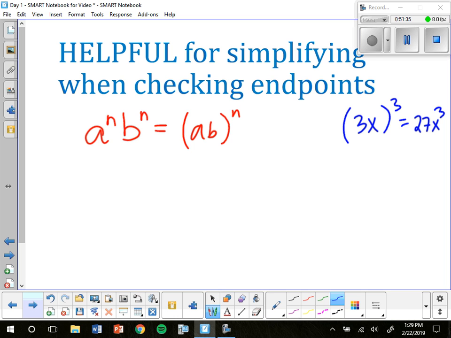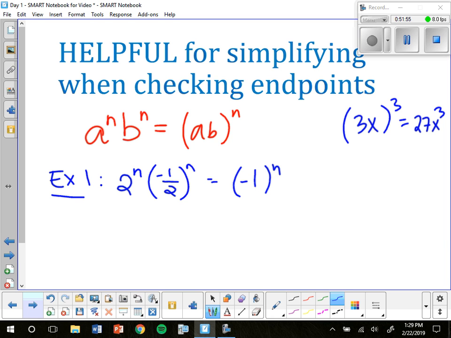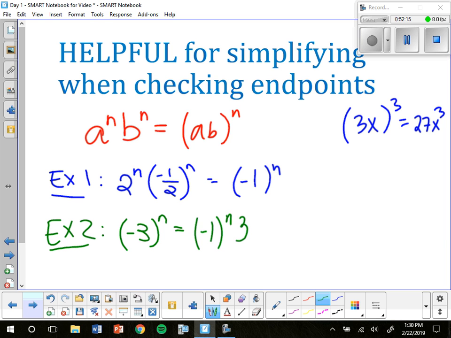So, ways that that's really helpful. For example, if in my series I have 2 to the n times negative 1/2 to the n, how can I simplify that? That's the same thing as negative 1 to the n, because you can multiply your insides and raise it all to the n power. If I have negative 3 to the n, how can I split it up? I can take the alternating piece off: negative 1 to the n times 3 to the n. That's also going to be really helpful, to put them together and split them apart, depending on what you want to be able to cancel out.